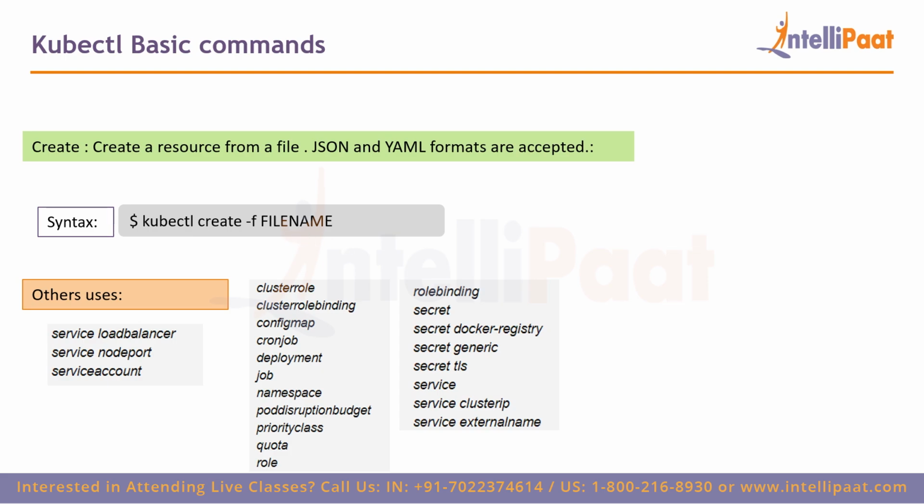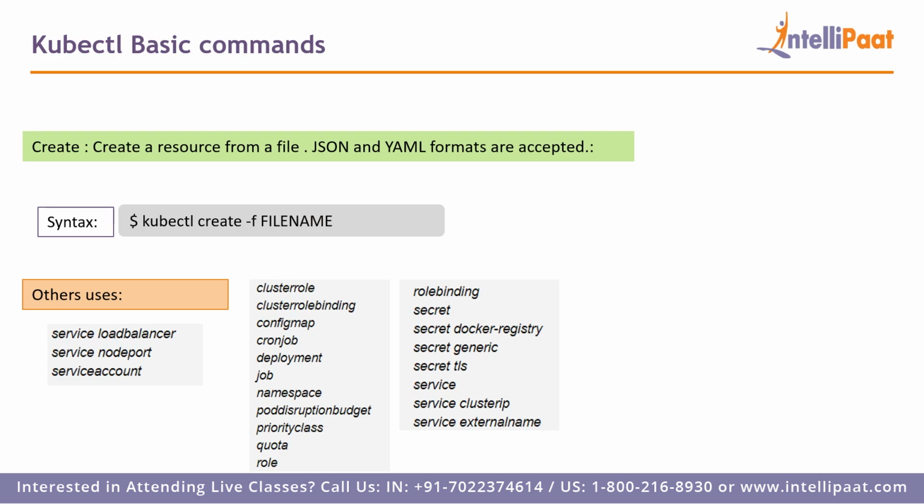But create can be used to do a lot of different things. You can create service load balancers, service node port, service account, cluster role binding, config map, cron jobs, deployment, namespace. All of these things can be created using this command. There's another thing that you can use to create configuration as well. You use kubectl apply, and using that apply, you can apply some configurations to your cluster. So for creating resources from a file, you can use create or you can use apply.